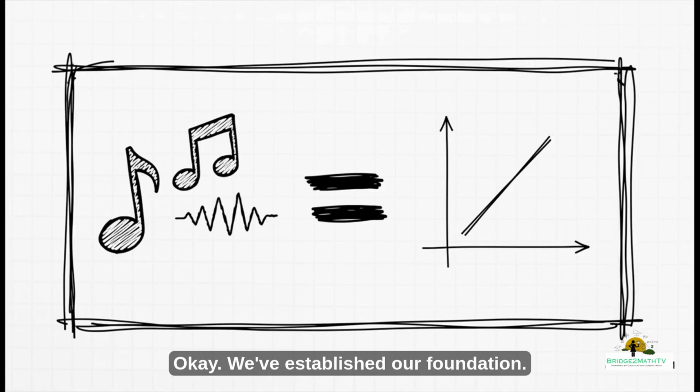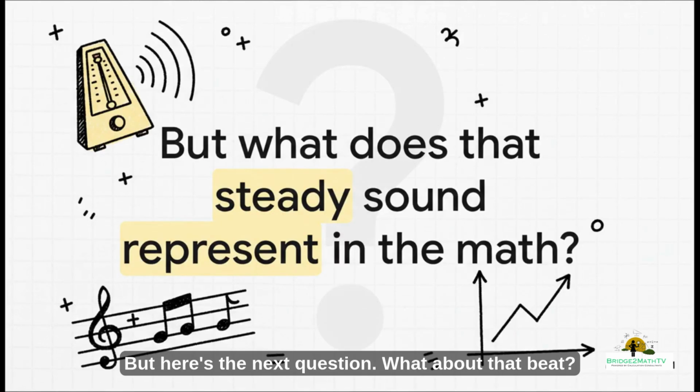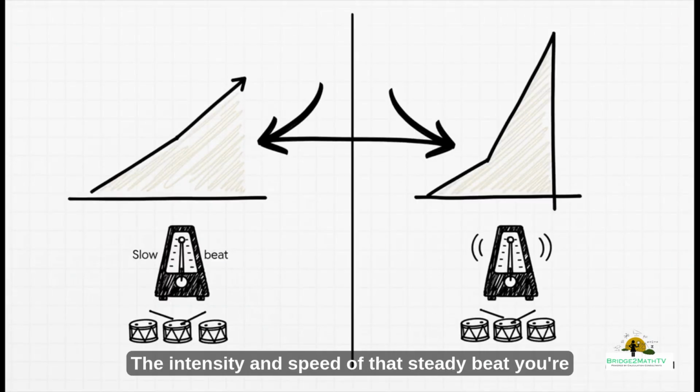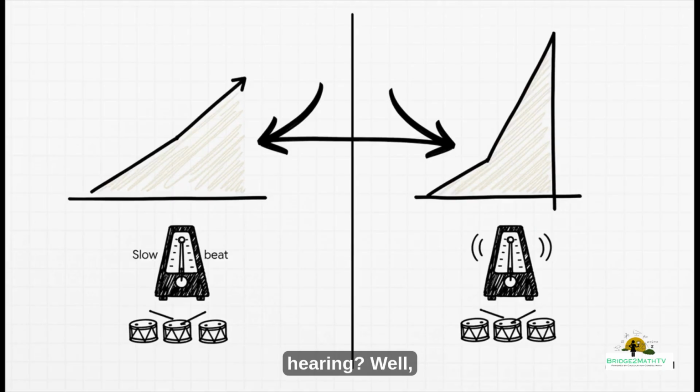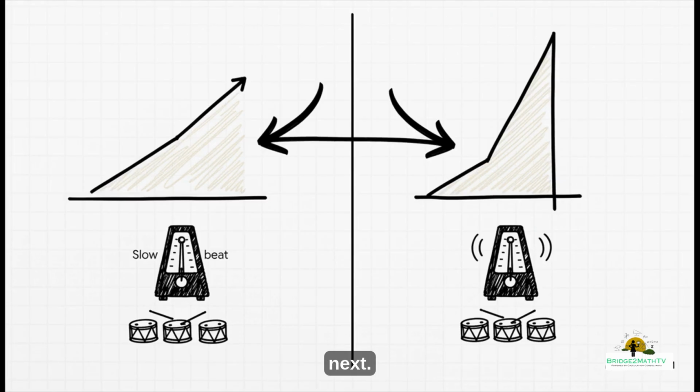Okay, we've established our foundation, a consistent repeating pattern, our steady beat that translates directly into a straight line on a graph. We've got that locked in. But here's the next question. What about that beat? You know, whether it's a fast, intense beat or a slow, laid-back one. What part of the math is that feeling? What does the nature of this sound itself represent? It represents the slope. The intensity and speed of that steady beat you're hearing, well, that's just the audio version of the steepness of the line. And that is exactly what we're going to break down next.